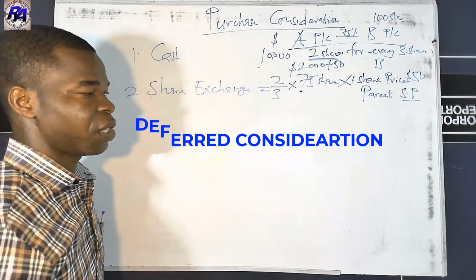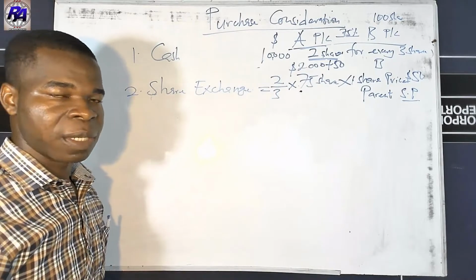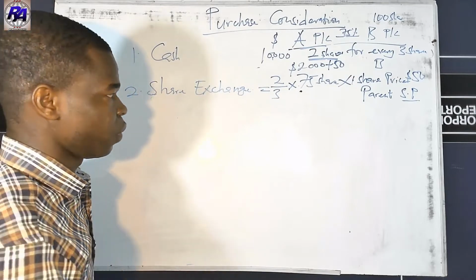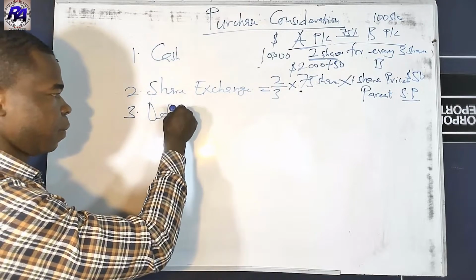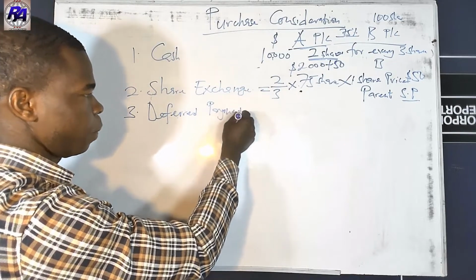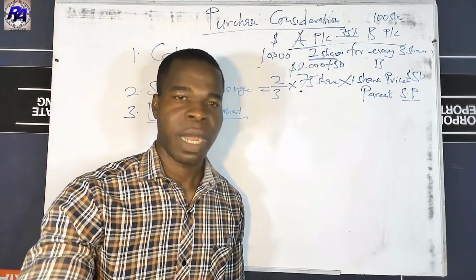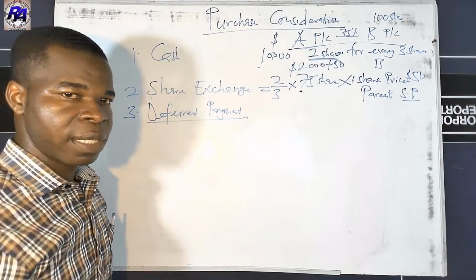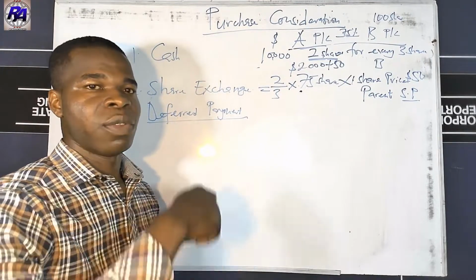And in most of the questions you will see two or three purchase considerations present. So you have to establish one, then sum them together to get the purchase consideration. So here, assuming that the entity is being acquired with deferred payment, that's another way for which a parent or an investor can acquire another entity. Deferred payment means that they will buy the entity today, but the payment will be done in the future. That means they are going to buy today and pay in the future.